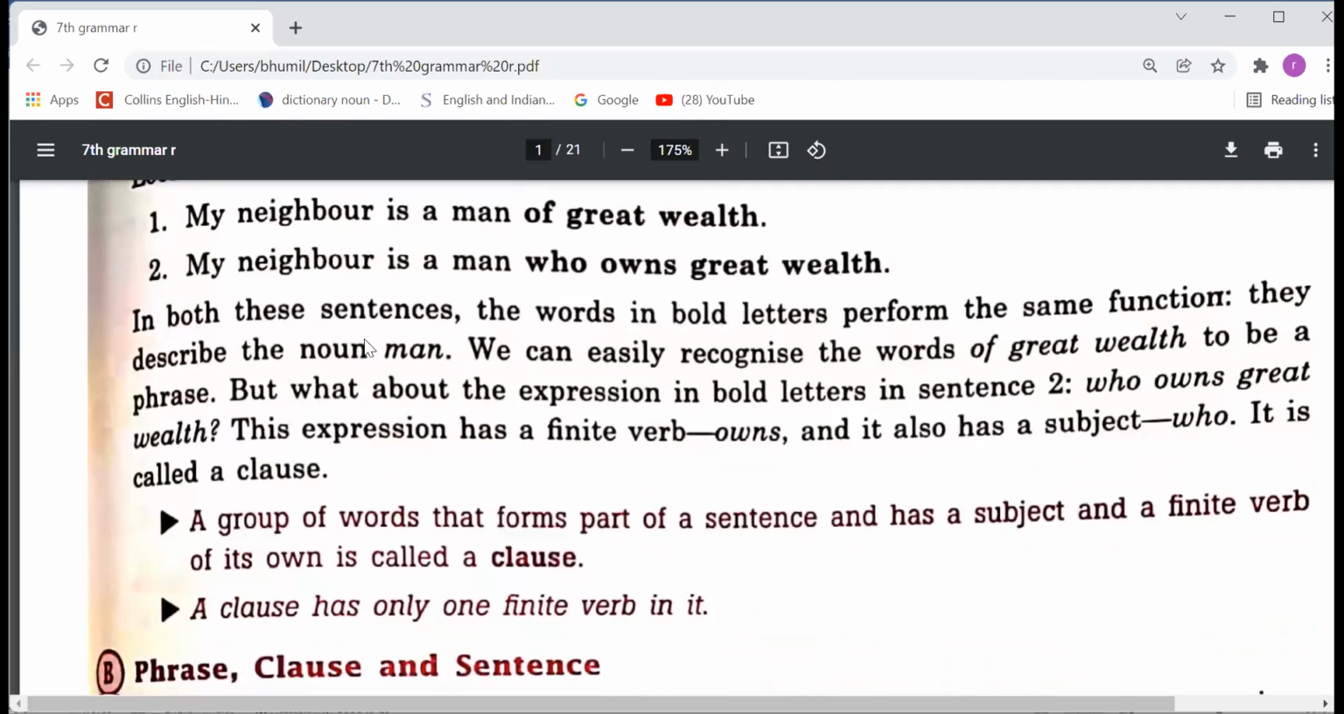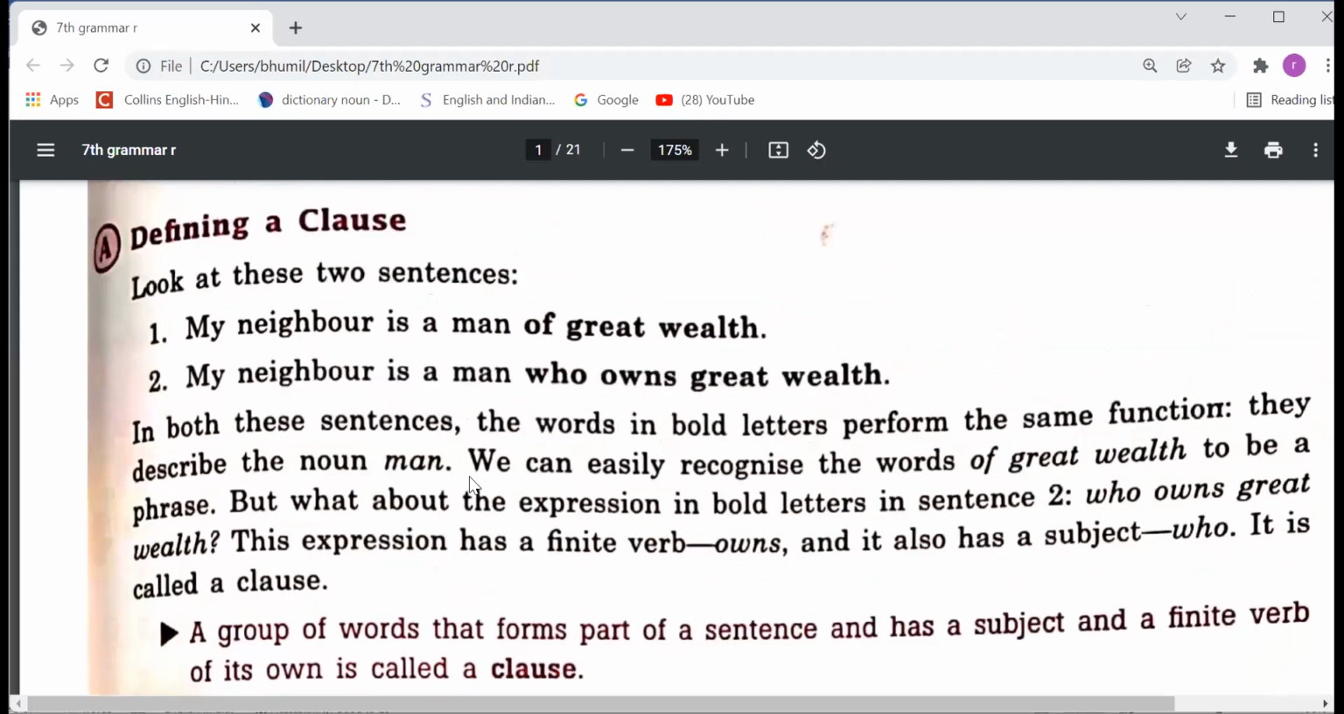In both these sentences, the words in bold letters perform the same function. They describe the noun man. Same thing I have told you. We can easily recognize the words of great wealth to be a phrase. But what about the expression in bold letters in sentence 2? Who owns great wealth? This expression has a finite verb, owns, and it also has a subject, who. It is called a clause, right?